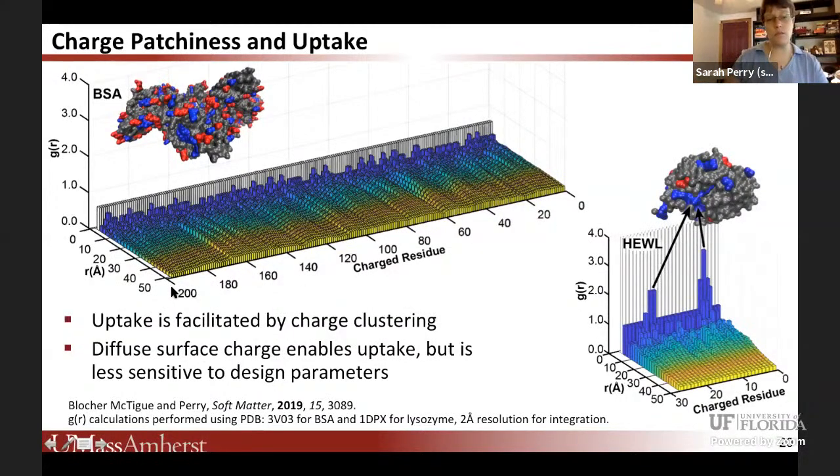And for BSA, there isn't a whole lot to see. But for lysozyme, you see these really sharp peaks, G of R of 2 or 3 at short distances. And that tells you that there's a cluster of charges, in this case, 3 lysines right here. And that's interesting because the presence of that charge is relevant to lysozyme. It's a substrate binding pocket. And then BSA is a serum protein. It's present in large concentrations in your body.